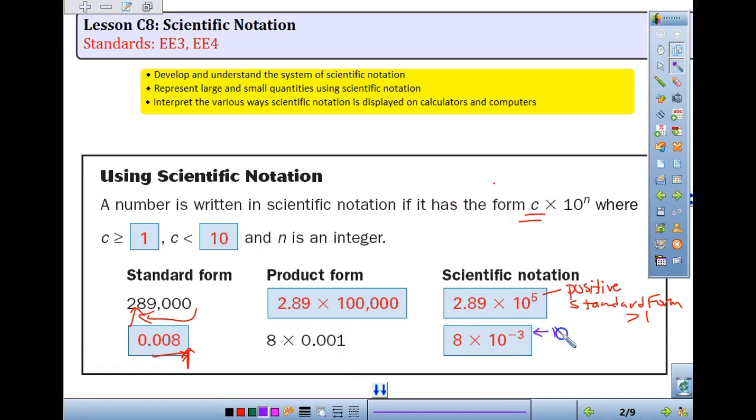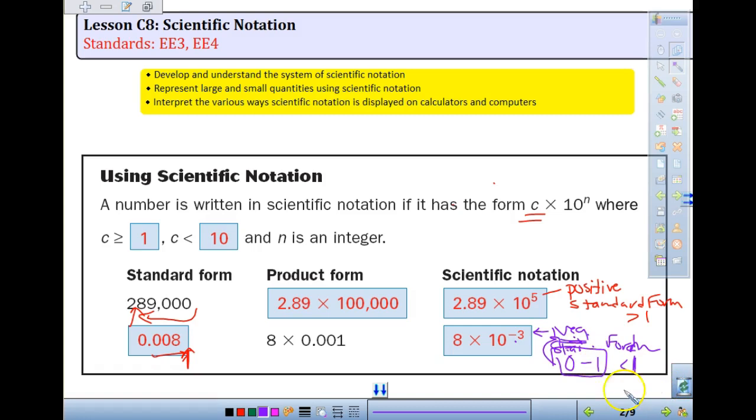This number will always be negative anytime I look at the standard form, so standard form is way over here. If it is a number between 0 and 1, a decimal, this will always be negative. So when it's a number that is less than 1, usually between 0 and 1, in standard form, this will always be a negative exponent.